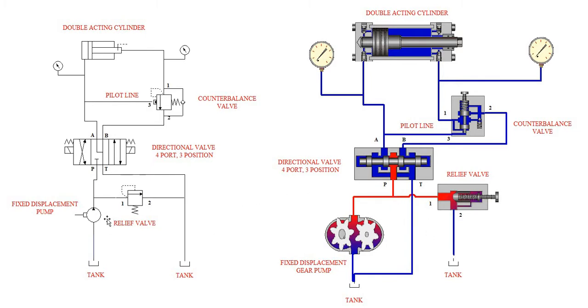So to start off schematically, the first component in our circuit is a fixed displacement pump. This schematic symbol does not specify what kind of fixed displacement pump. It could be a piston pump, a gear pump, or a vane pump, but if we look at the corresponding animated symbol, it's obviously a gear pump because we can see the two gears meshing. So that's the first component.